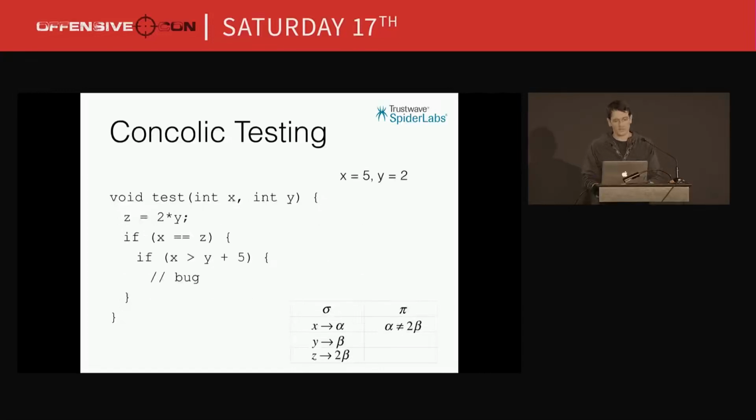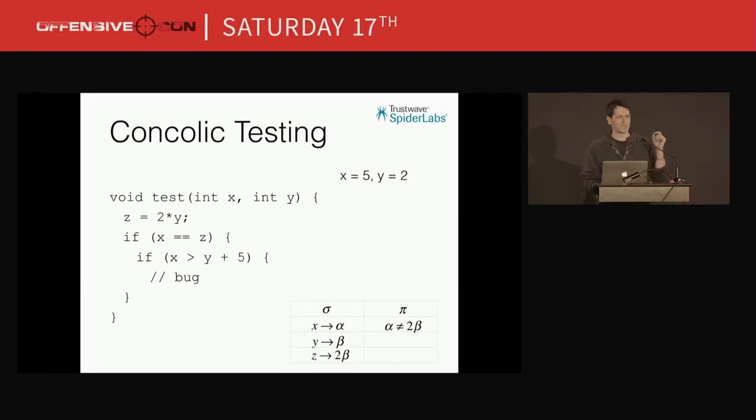So this is an example of concolic execution. We start again with concrete values. Let's say x equals 5 and y equals 2. We get to the statement z equals 2y, so z becomes 4. And now we get to the first branching point, x equals z. So is 5 equal to 4? It's not. So we have this constraint, alpha is not equal to 2 beta.